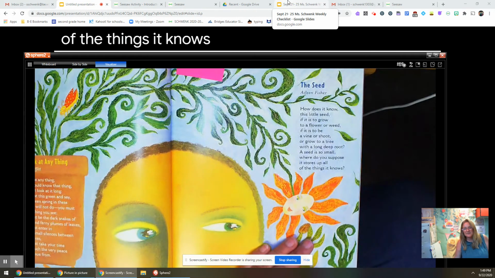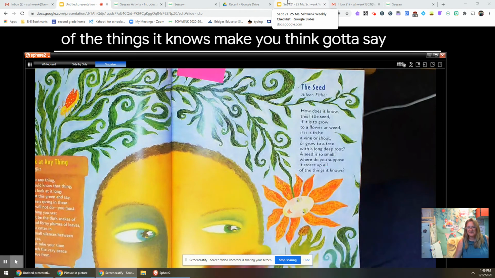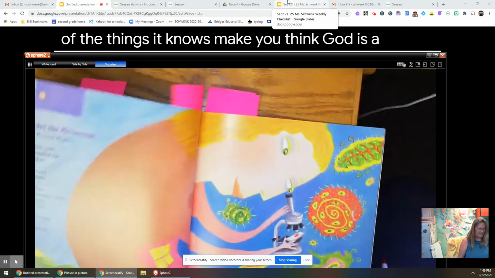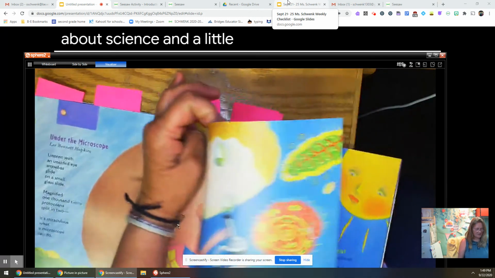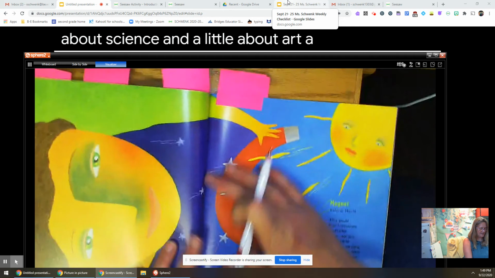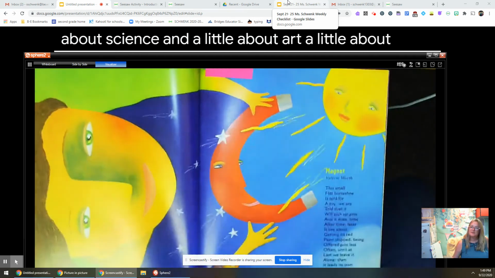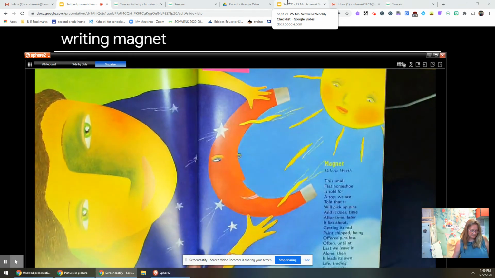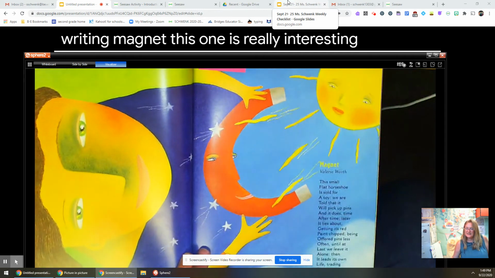Does make you think, gotta say. It's a little about science and a little about art, a little about writing. Magnet. This one is really interesting to me.